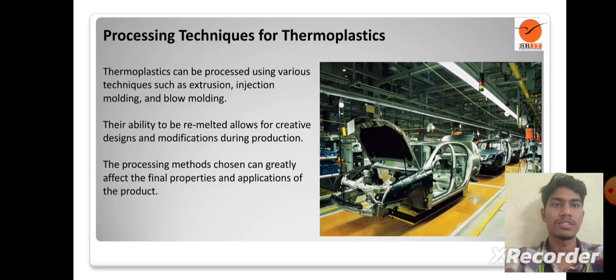Processing techniques for thermoplastics. Thermoplastics can be processed using various techniques such as extrusion, injection molding, and blow molding. Their ability to be remelted allows for creative designs and modifications during production. The processing methods chosen can greatly affect the final properties and applications of the product. Moving to next slide.